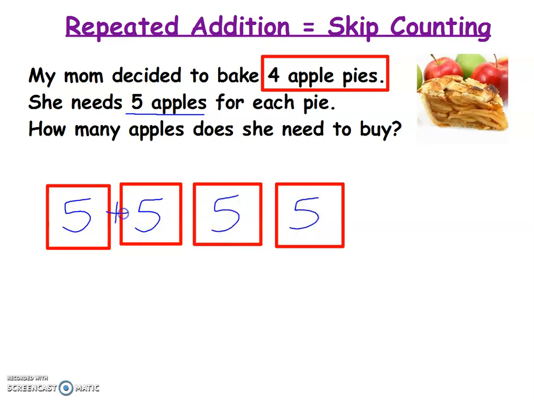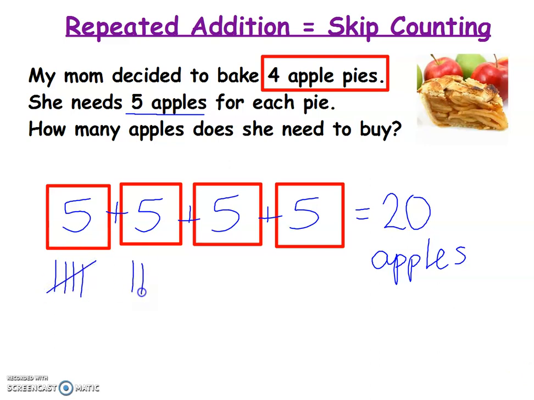Okay, and really, we are just going to add those together. Each pie takes 5. So now I can add my 5 apples together. So 5, 10, 15, 20. So all together, she's going to need 20 apples to make all 4 pies. Okay, and if you needed to, you can draw that out too. 1, 2, 3, 4, 5. 1, 2, 3, 4, 5. 1, 2, 3, 4, 5. Because each group has 5 in it.